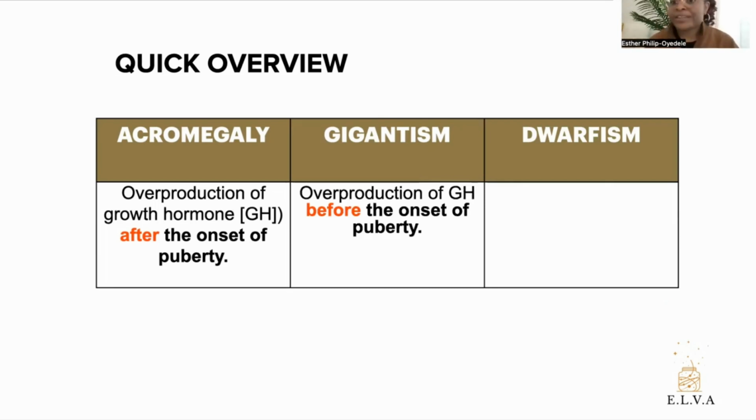So a very easy way to see it is gigantism occurs in children, while acromegaly is an overproduction of growth hormone in adults. All right, this person is already old. They're already grown. And dwarfism is underproduction of growth hormone, which most times will manifest right from childhood. All right. So this is a quick overview of what we're talking about today. However, what we're going to do now is to take them individually and look over it again.